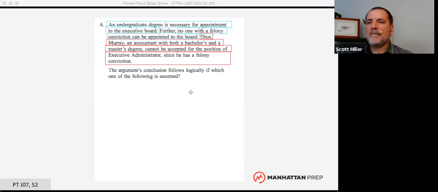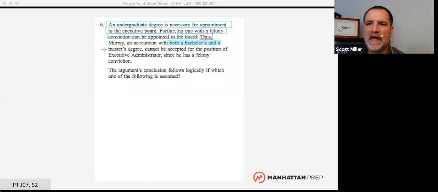Okay. Now, sometimes the LSAT will make things a little more complicated, because if you read that conclusion again, that last sentence, there's actually a fact in there. The conclusion is that Murray cannot be accepted to the position of executive administrator. But there are actually some facts in here too, some additional facts that they're giving us about Murray. So what do we know about Murray? We know that Murray is an accountant. So we know an undergraduate degree is necessary for an appointment to the executive board. So we know that Murray has both a bachelor's degree and a master's degree. Okay, so he meets that requirement.